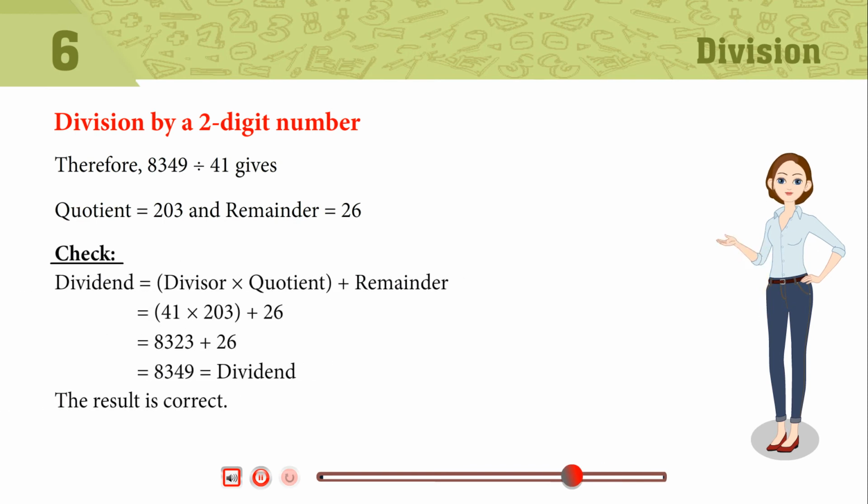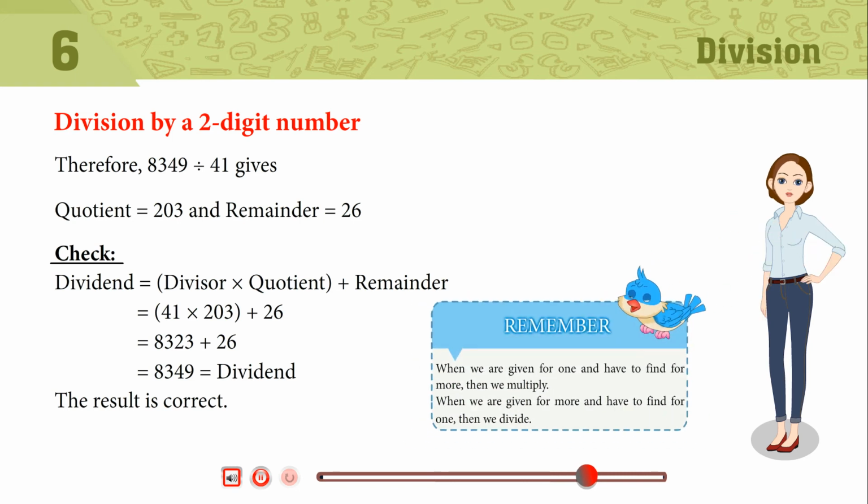Check. Dividend is equal to divisor into quotient plus remainder. 41 into 203 plus 26 is equal to 8,323 plus 26 is equal to 8,349, which is equal to the dividend. The result is correct. Remember, when we are given for 1 and we have to find for more, then we multiply. When we are given for more and we have to find for 1, then we divide.